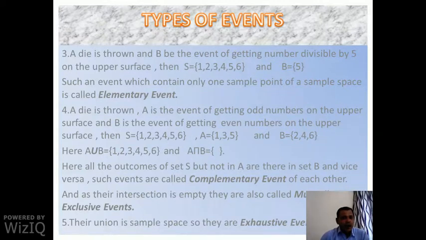Here all the outcomes of set S, but not in A, are in set B and vice versa. Such events are called complementary events of each other, and as their intersection is empty, they are also called mutually exclusive events. Similarly, their union is the sample space, so these events are also exhaustive events.